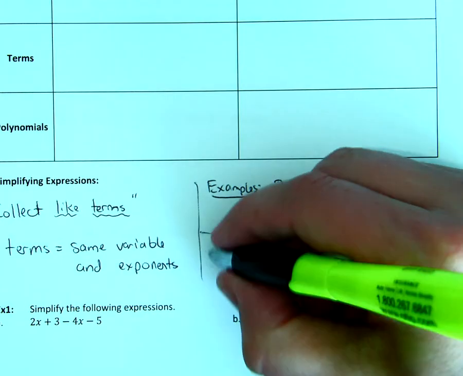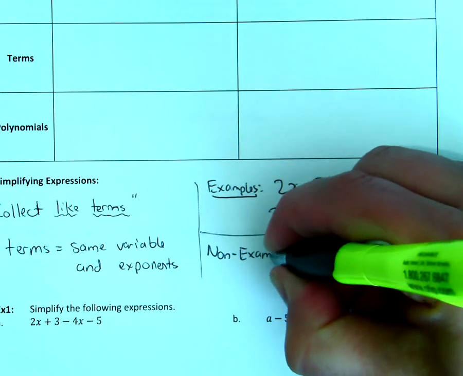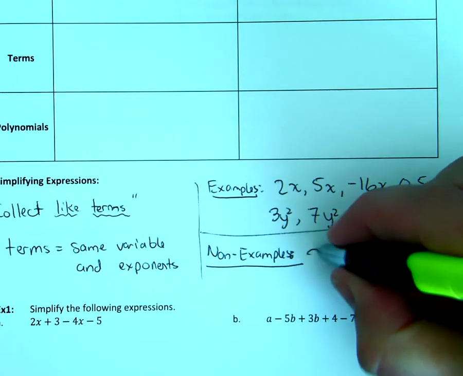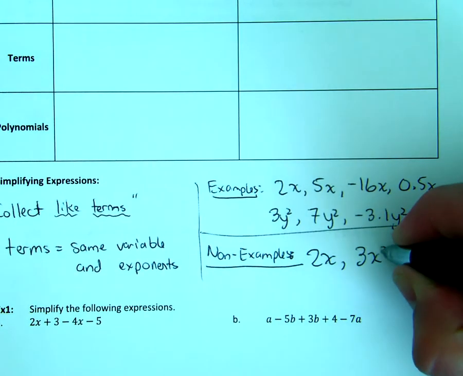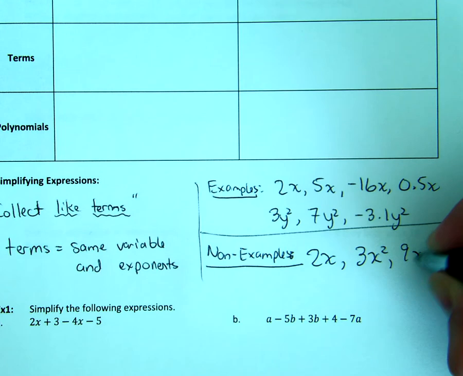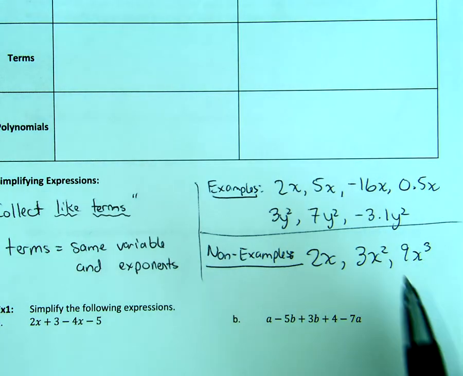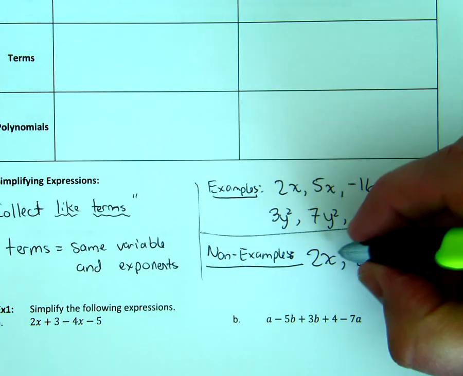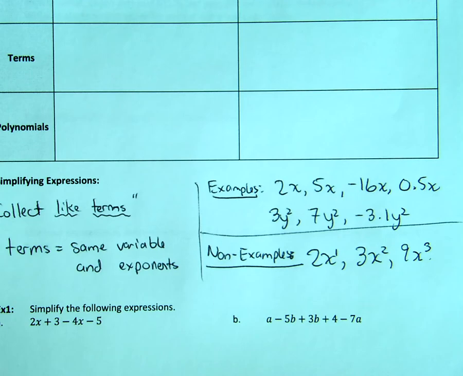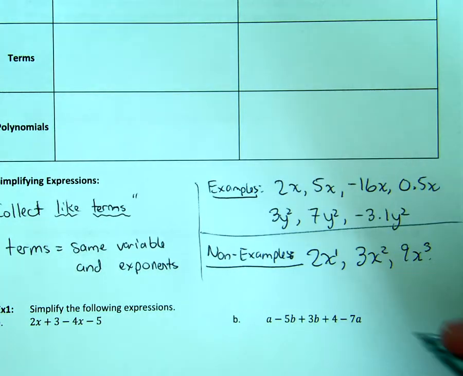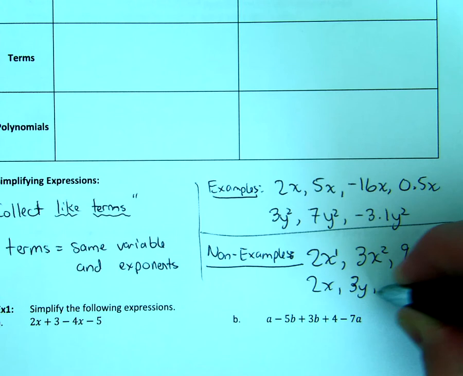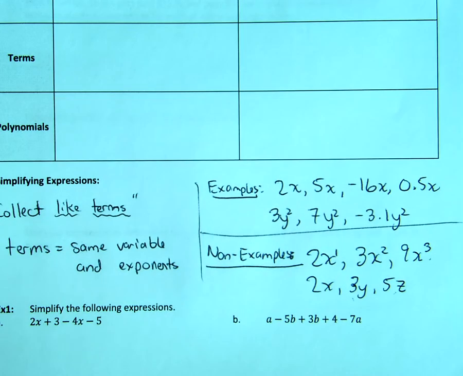Some non-examples. Here's some non-examples: 2x, 3x squared, 9x to the power of 3. Those are not like terms because while they all have an x, the exponents are different. This guy's a 1, that guy's a 2, that guy's a 3. So those are not like terms. Another example of not like terms would be 2x, 3y, 5z, things like that. So the variable is different. So those are not like terms.